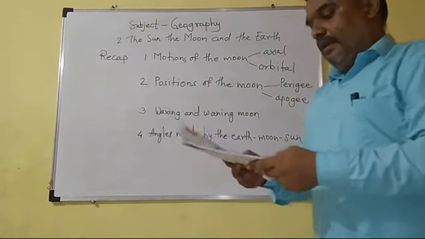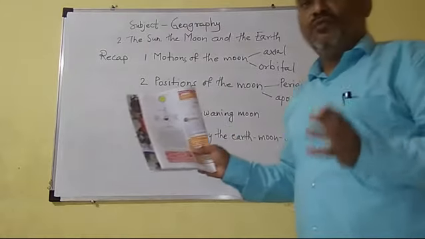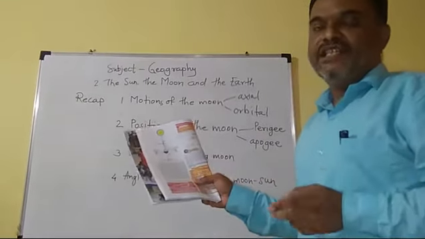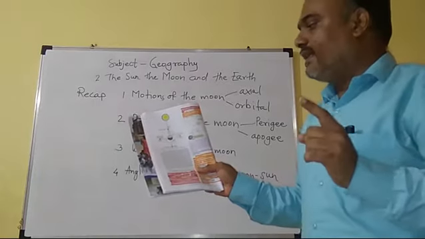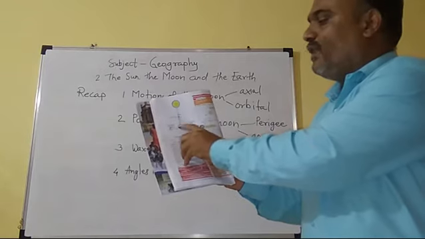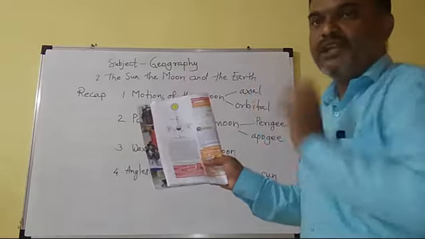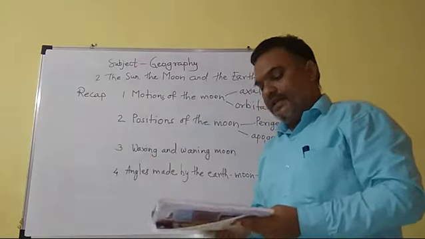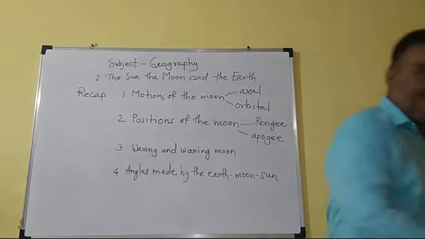Now, at these positions, we see half the part of the illuminated moon, and hence in the sky it appears semicircular in shape on quarter days. On the first quarter and the last quarter day, the moon is making an angle of 90 degrees with the sun and the earth, and that is why it appears semicircular. We see half part of the moon in the sky. That we studied in the previous period. Now we are going towards the next topic, and that topic is eclipses.